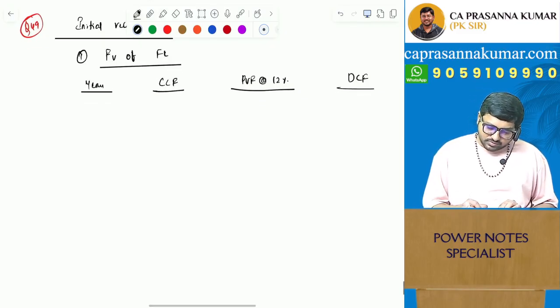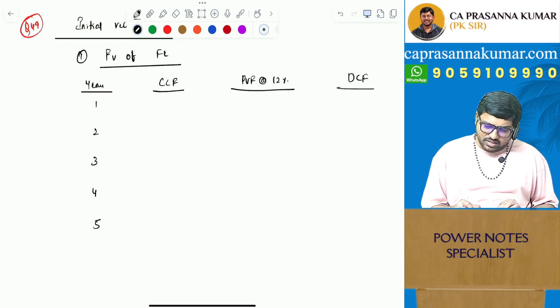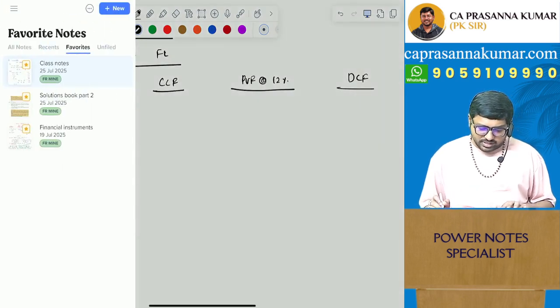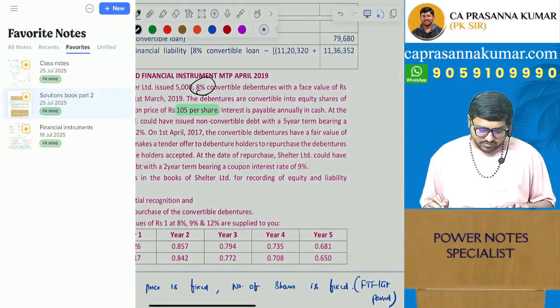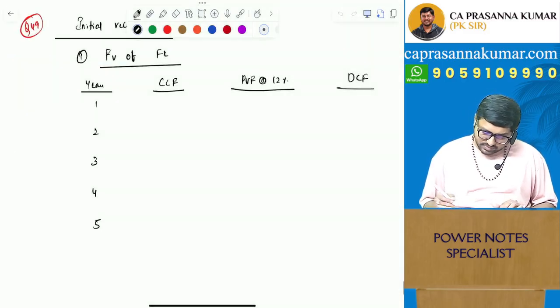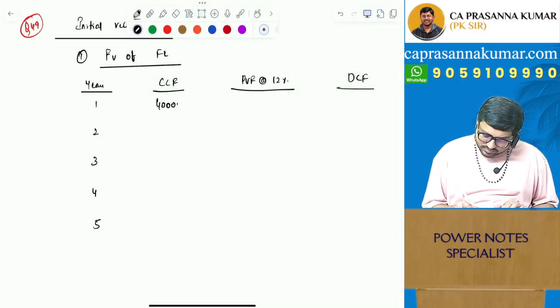Now, year 1, 2, 3, 4, 5. Contractual cash flows: first year, it will be interest. How much will be the interest, Nana? 8% into 5,000 into 100. So 5 lakhs into 8%, 40,000. That will be your interest. 40,000.